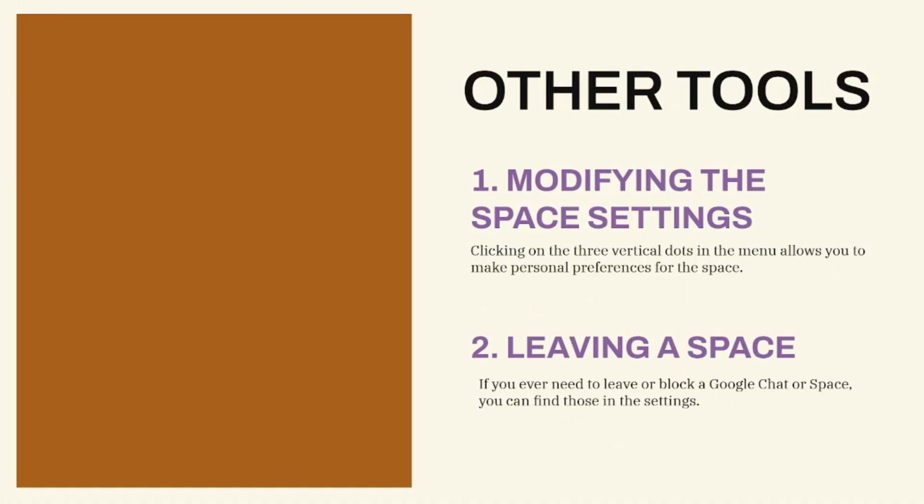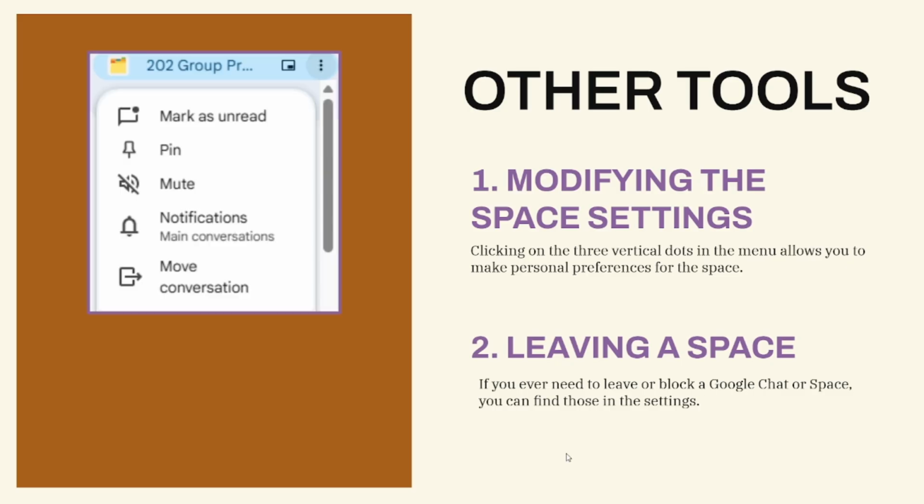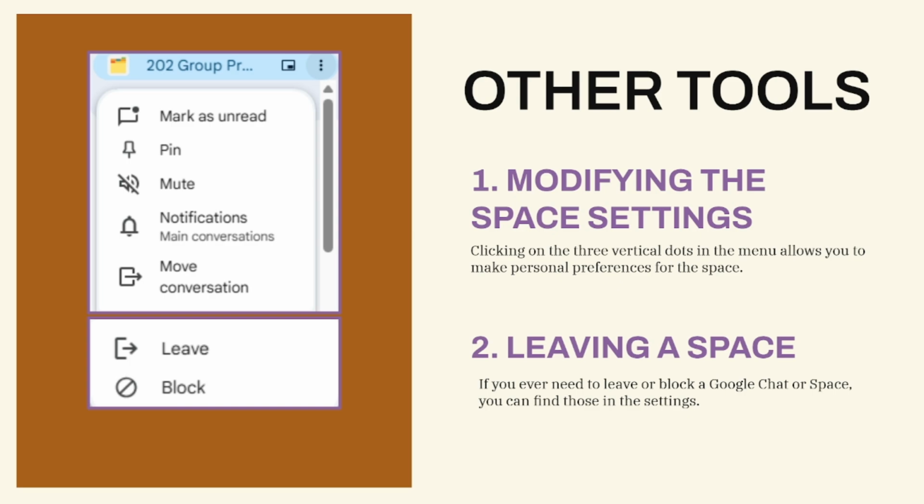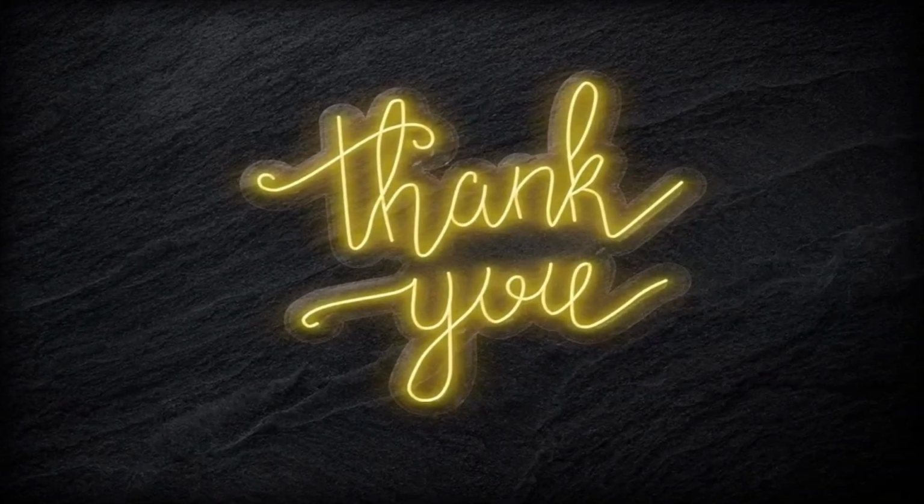Now, there are some other tools to keep in mind. Under the space settings, again, you can find this through the three vertical dots in your group space. You can customize your preferences like notifications or permissions if you want to move the conversation, mute it, pin it, whatever. You can also, in this section, find the leave or block options if you need to leave or block a chat or space. It's all available there in your settings. These tools give you control over your workspace so that you can stay organized and focused.